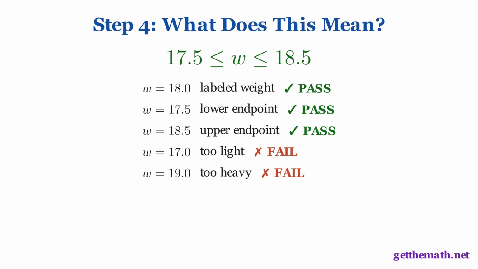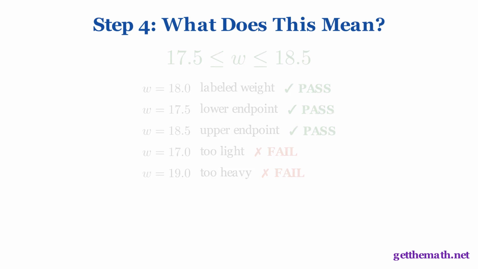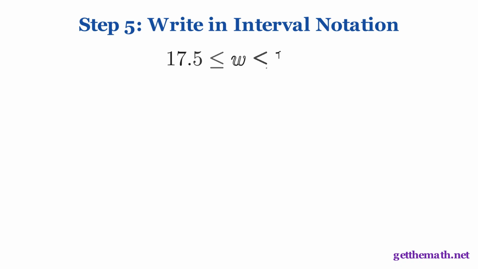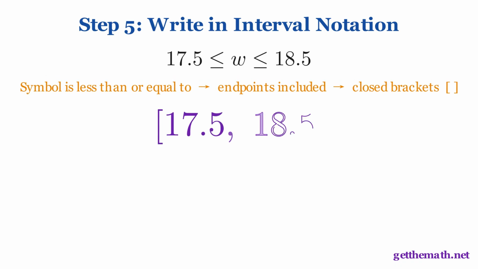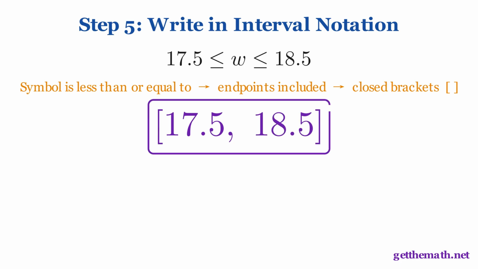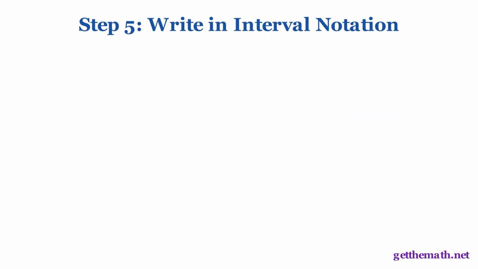A box weighing 17 ounces fails quality control. Too light. A box weighing 19 ounces fails quality control. Too heavy. Step 5, write in interval notation. Our solution is, 17.5 is less than or equal to W, which is less than or equal to 18.5. Both endpoints are included because the symbol is less than or equal to. We use closed brackets. The interval notation is, closed bracket, 17.5, 18.5, closed bracket.